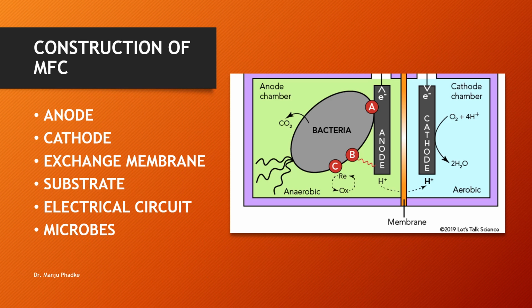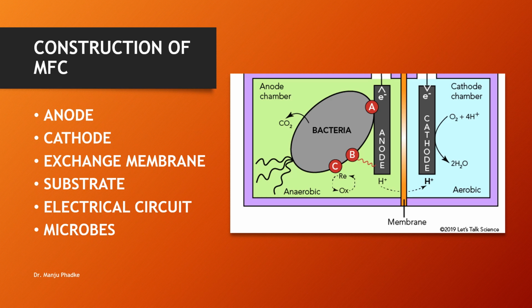Anode should be conductive, it should be biocompatible and chemically stable. It is often made up of a stainless steel mesh, graphite plates or rods. Bacteria live in the anode compartment and they convert the substrate to carbon dioxide and water and energy. As I said before, the anode compartment is anaerobic.